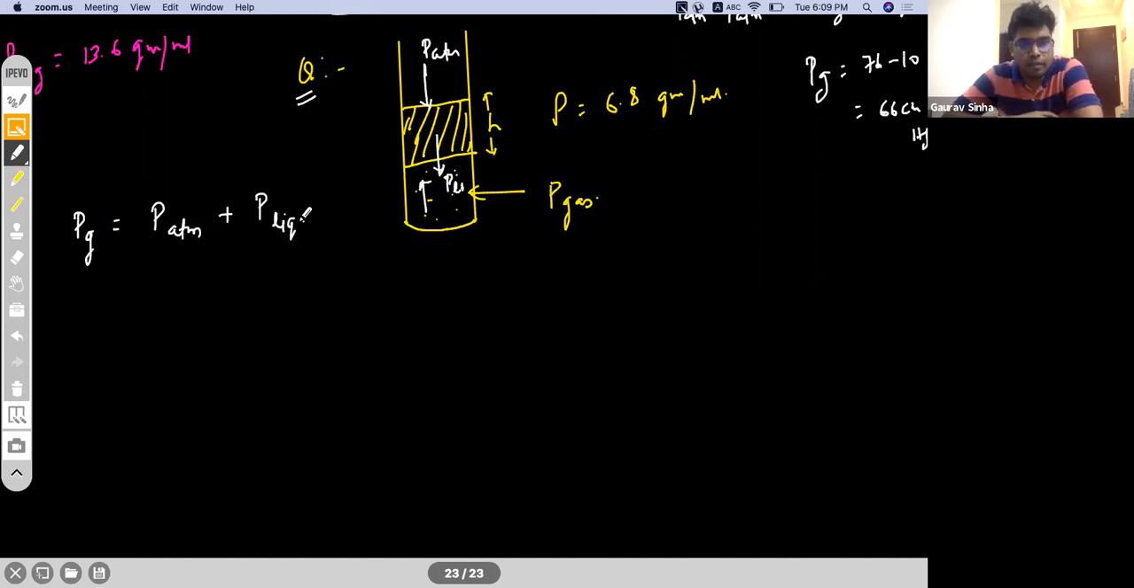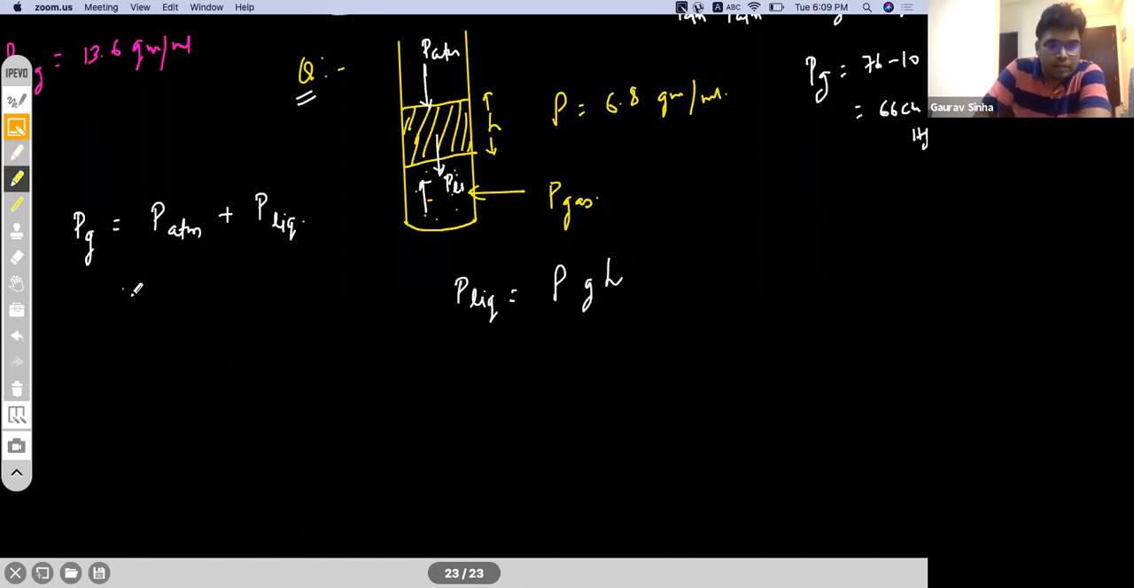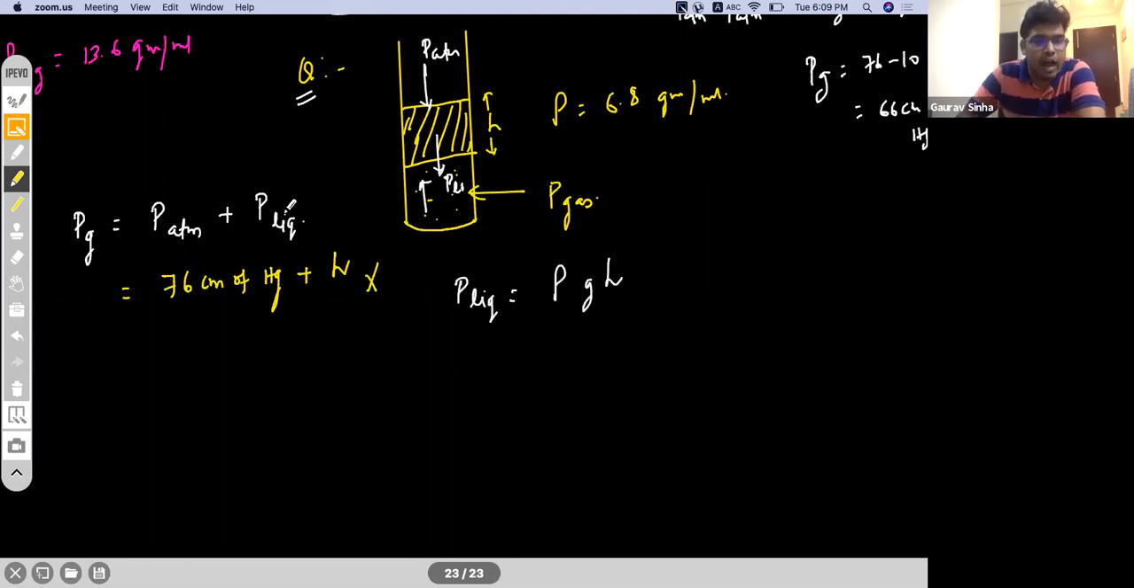Now this liquid column is given, its density is 6.8. So the pressure of liquid is what? It equals rho g h. Remember one thing always, that P atm is 76 centimeter of HG. But since this liquid is not HG, if you directly add this height, this will be wrong, because this liquid is not HG. So we cannot add the height of this liquid with the height of the mercury column here. So this we are not going to do.